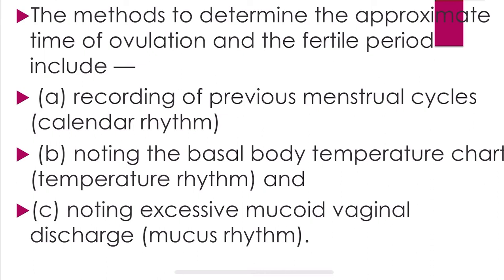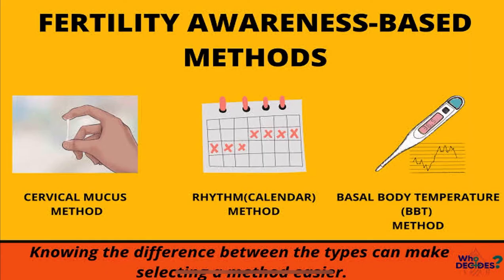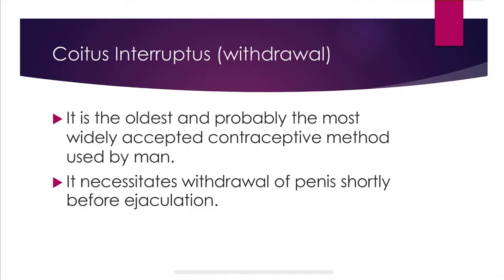Noting excessive mucoid vaginal discharge is the mucus rhythm. The changes in the mucus which occur according to the changes in the menstrual days can also be helpful in determining the fertile period. So the fertility awareness methods are the rhythm or calendar method, the basal body temperature method, and the cervical mucus method.